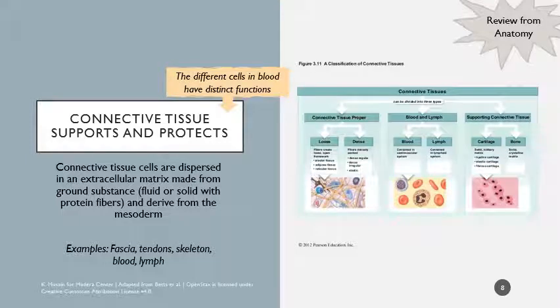And remember that each of those different cells in blood has distinct functions. So we'll think about blood broadly, how it is produced, and the functions of those individual cells.